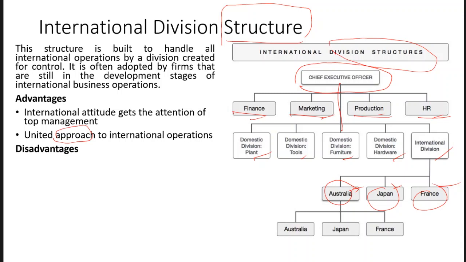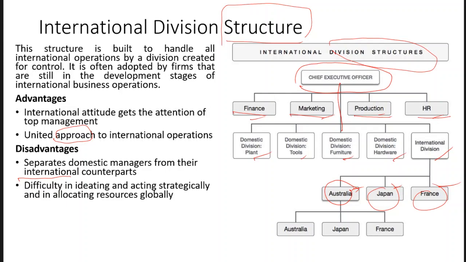However, the disadvantages of this are separating domestic managers from their international counterparts. So the domestic managers will be separate from each of the international counterparts. And difficulty in ideating and acting strategically in allocating resources globally. This is mostly because this structure is used when the company just entered a new foreign country, and therefore ideating and acting strategically will be very difficult, because they just entered a new place, a new situation, but over time they will evolve into a more effective structure.